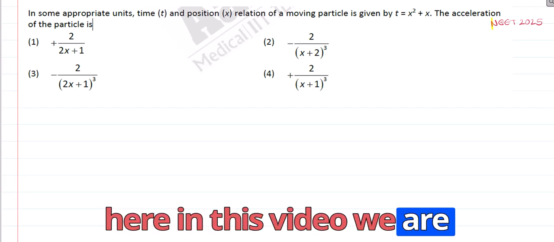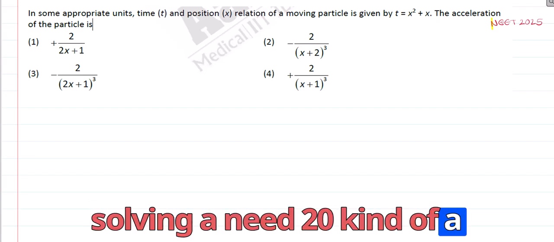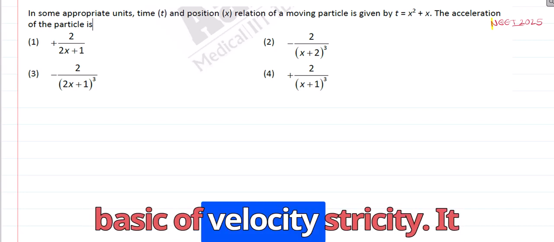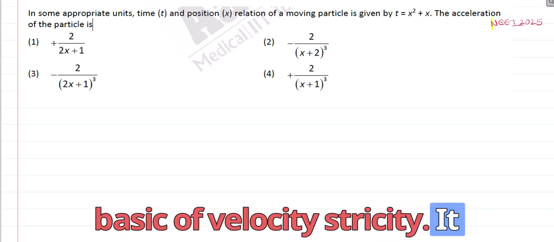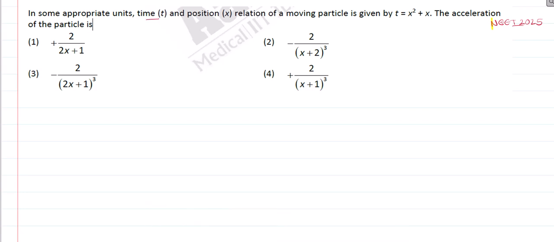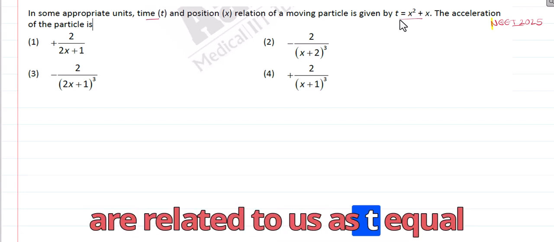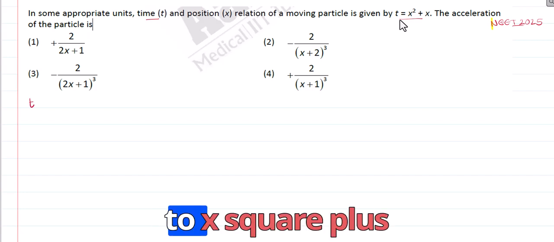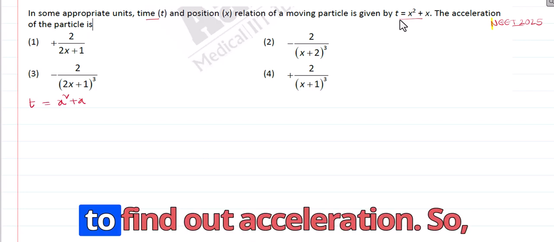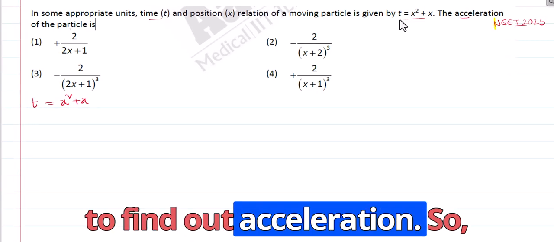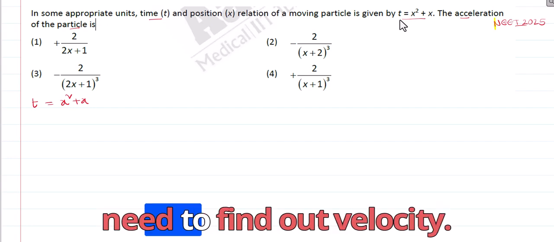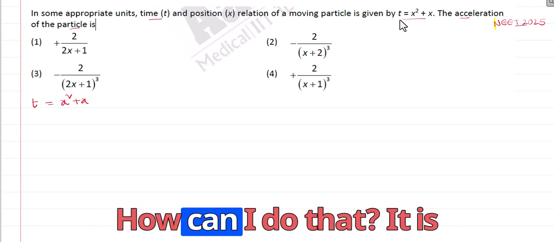Here in this video, we are solving a NEET 2025 problem based on one-dimensional motion, very basics of velocity, acceleration, etc. It is given that the time and position are related as t = x² + x. From that, I need to find the acceleration. So, if I have to find acceleration, first of all, I need to find the velocity. How can I do that?